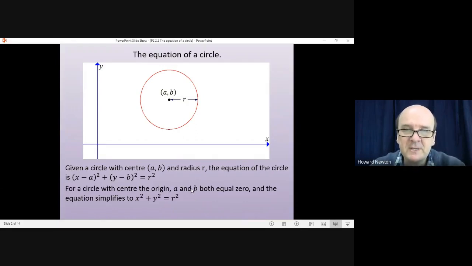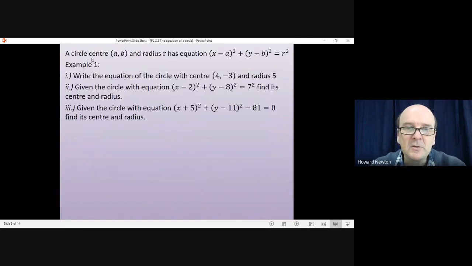Now we're going to go straight into some examples in this lesson. So there's the equation of a circle, center (a, b), radius r. Write the equation of the circle with center (4, −3) and radius 5. Then part 2, different circle. Given the circle with equation (x − 2)² + (y − 8)² = 7², find the center and radius of that circle. And then part 3, a different circle again. Given the circle with equation (x + 5)² + (y − 11)² − 81 = 0, again find the center and radius of that circle.